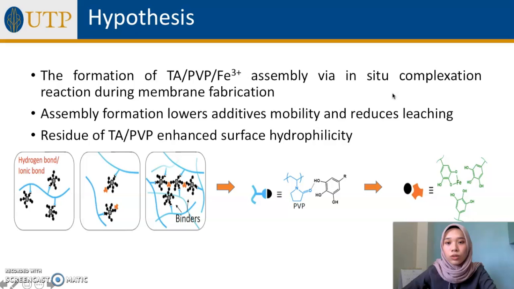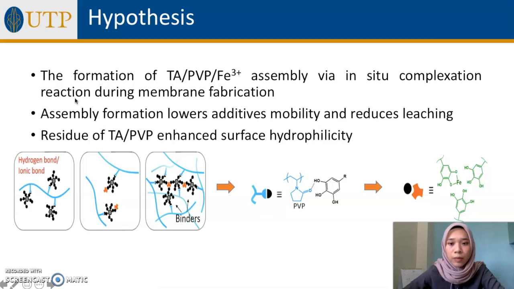So in this study, to produce the hydrophilic PVDF membrane, the formation of a TA, PVP and iron 3+ assembly is fixed into the membrane via in situ complexation reaction during the membrane fabrication. So TA is an innovative additive to improve the hydrophilicity of the membrane, offering a wide range of interaction with other materials. While PVP is used as a pore forming agent, which has good compatibility with TA through hydrogen bonding. So the coating of TA and PVP imparts binding sites, which allows the capture of metal ions through coordination reaction to form a complex and immobilize the coating in the membrane.